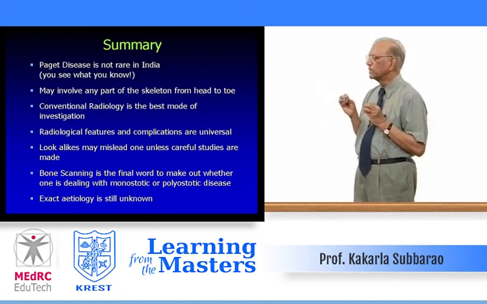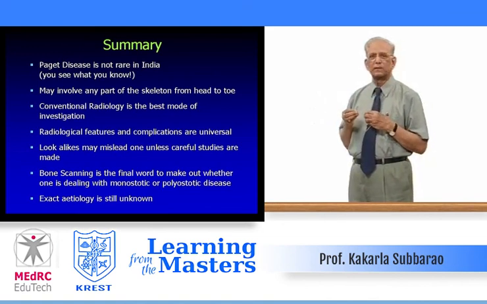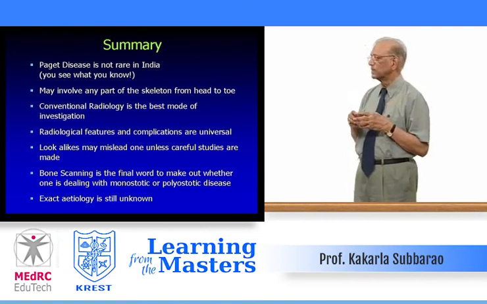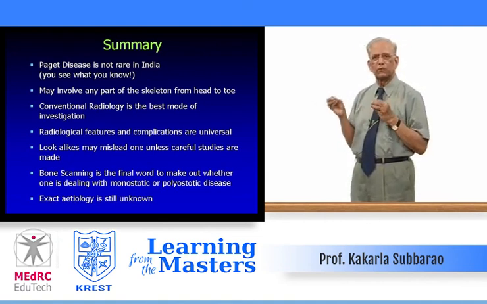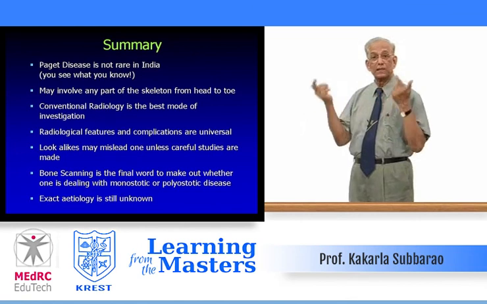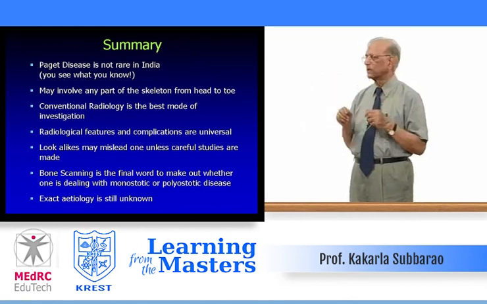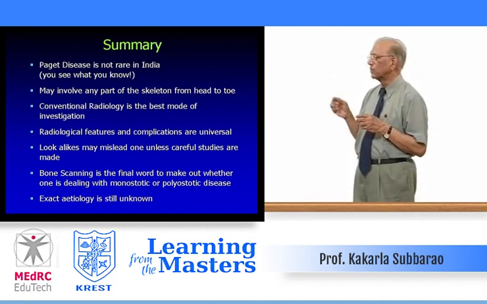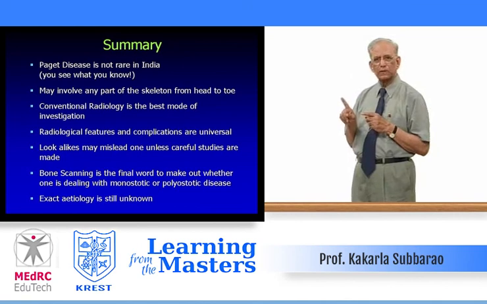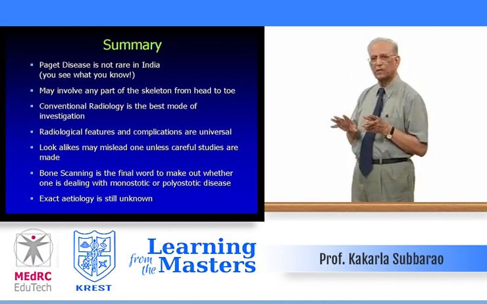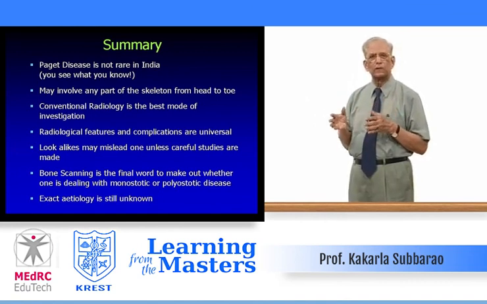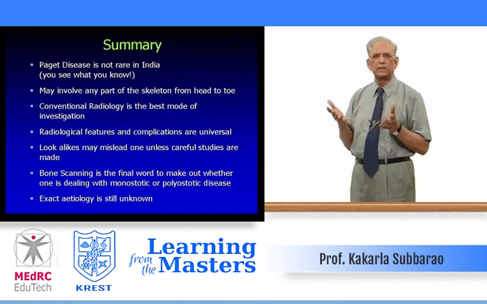Lookalikes may mislead one unless careful studies are made. You have seen examples of how an ivory vertebra may be mistaken for Paget's or metastases or lymphoma. Similarly with other lookalikes, one has to be careful, analyze all the findings, take the clinical point of view, and then come to a final diagnosis. Bone scanning is the final word in order to make out whether one is dealing with a single bone or multiple bones, whether it is monostotic or polyostotic disease. And of course, the exact etiology is still unknown, although the viral theory is the latest, but still it's not proved.